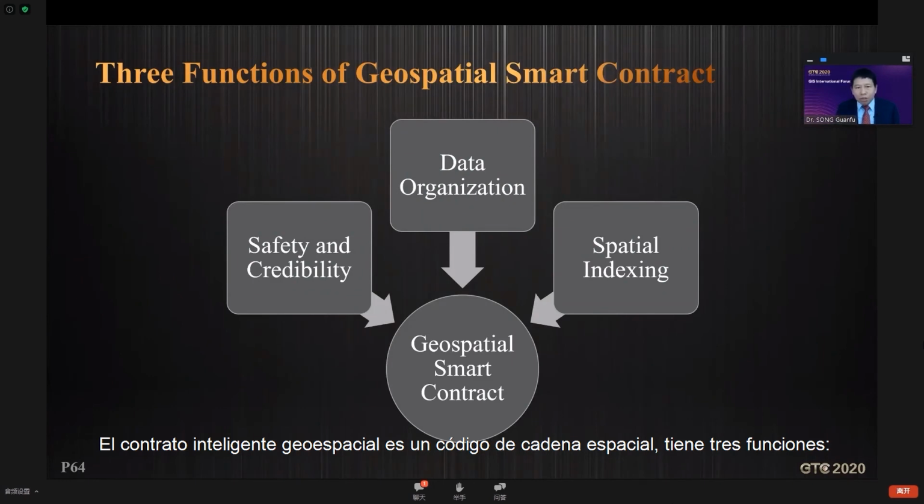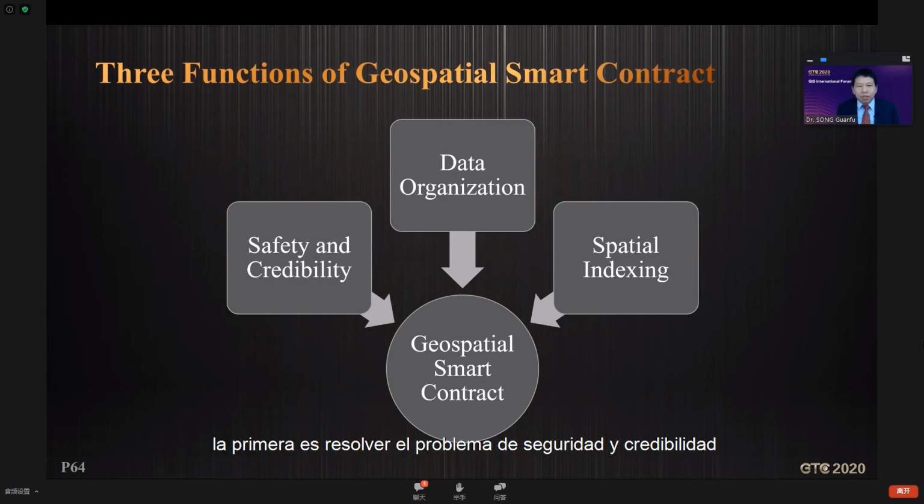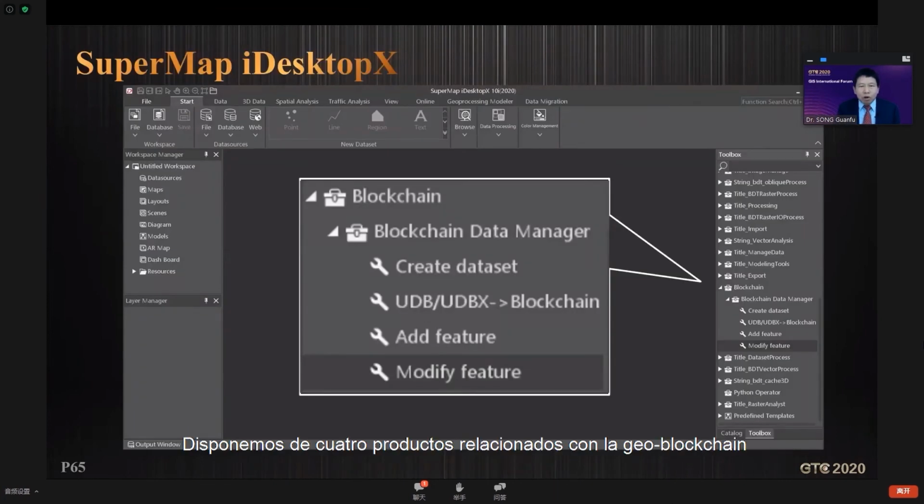Geospatial smart contract is a spatial chain code. It has three functions. The first one is to solve the problem of security. Through the digital contract, you can ensure that your operations are effective and legal. In addition, it is responsible for data organization and spatial indexing. We have 4 products related to the Geo-Blockchain. This is one of the products, the desktop software, SuperMap iDesktop X. In it, you can easily create and manage a blockchain dataset.